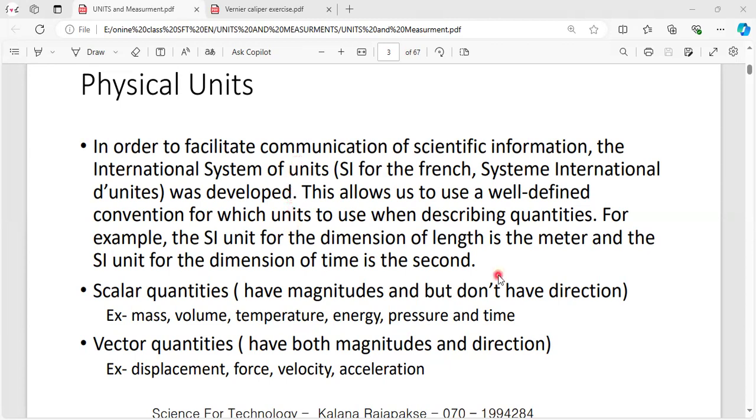Here for the SI units, they have given a standard dimension or standard unit of measurement for each and every physical quantity. For example, if I take the dimension of length, as per the SI units, the SI unit for length is meters, right?